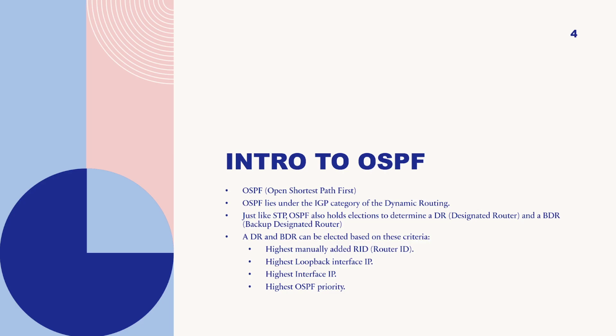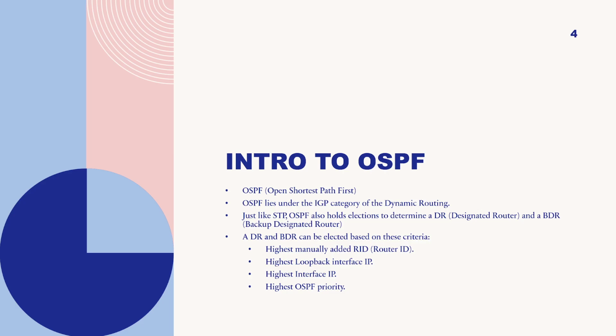So, introduction to OSPF. OSPF stands for Open Shortest Path First. As I said before, OSPF lies under the IGP category of dynamic routing. Some little facts about OSPF. Just like STP, OSPF also holds elections to determine a DR and a BDR. It's just like in STP, we did the root bridge. Same concept here. OSPF also holds an election to determine a designated router and a backup designated router. And I'll show how that works. We will look over some packet captures together when we start with the configuration.